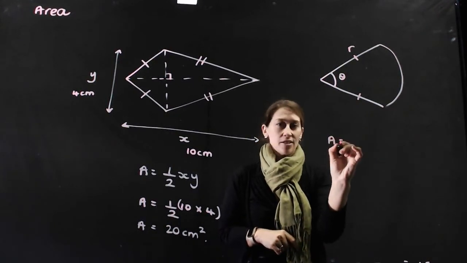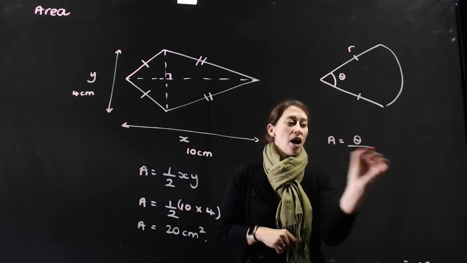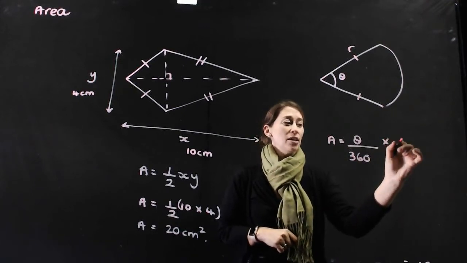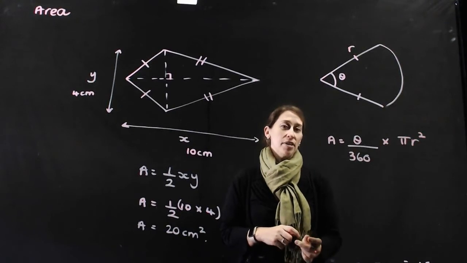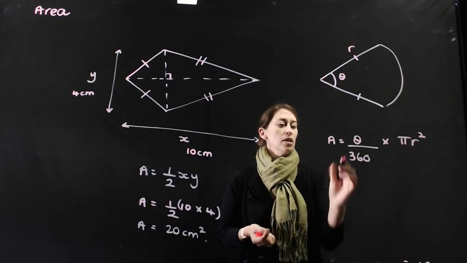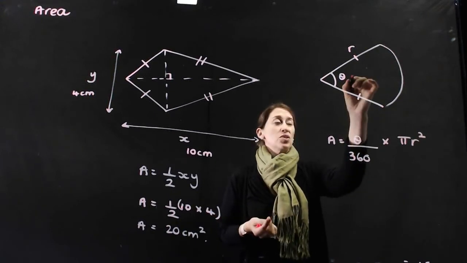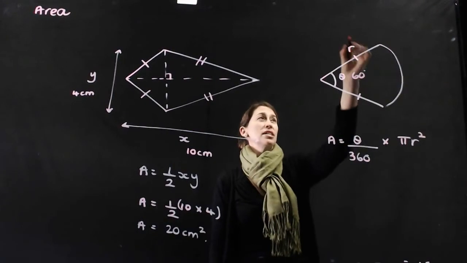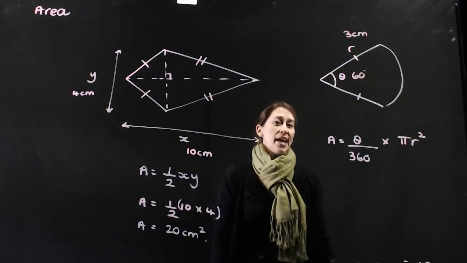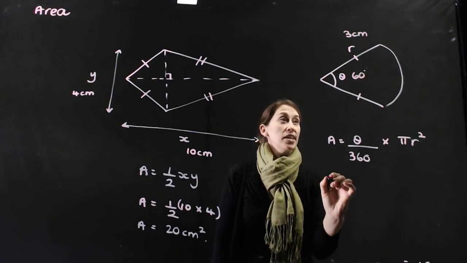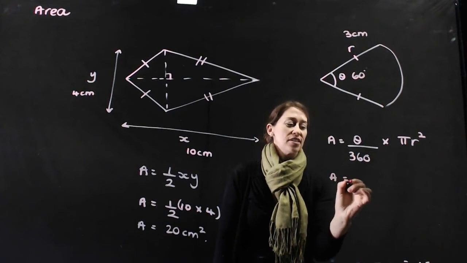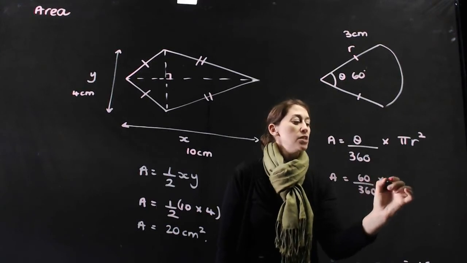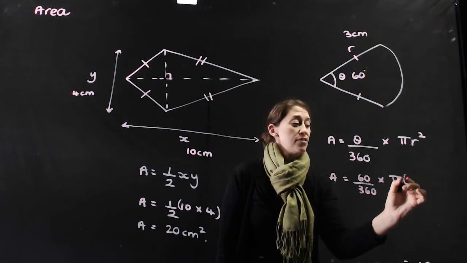The area of this sector is the angle out of the entire circle, 360 degrees, multiplied by pi r squared, which is the area of any circle. If, for argument's sake, the angle was 60 degrees and the radius was 3 centimetres, I'm going to write the area in exact form. So I can see that 60 divided by 360 is 1/6. I'll cancel that down. Multiplied by pi times the radius, so that's 3 squared.